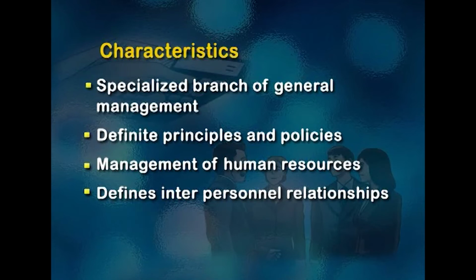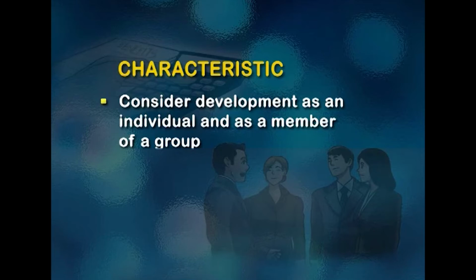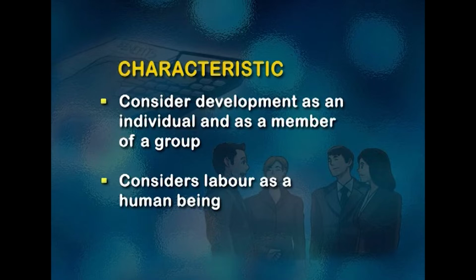The fourth one is that it defines interpersonal relationships, because the relationship between the employer and the employee at all levels is very much needed in an organization. Then the fifth one is that it considers development as an individual and as a member of a group in formulating personnel policies and solving human problems in the organization, to use their intrinsic qualities to a maximum extent. Then the sixth one is that it considers labor as a human being, so that he can recognize his intrinsic abilities, which can be developed and motivated towards the best interest of the organization.